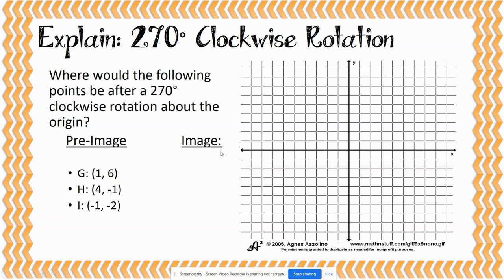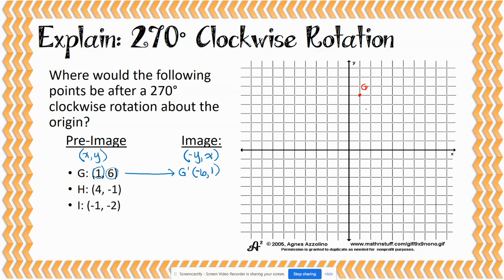Now let's look at where these points would be located. So point G was at (1, 6). So I would move right 1 and then up 6. And this is where point G would originally be located. Now remember that our formula is that we move from (x, y) to (opposite y, x). So for G prime, I'm going to take my y value, which was 6, and change it to its opposite, which is -6. I'm going to take my x value of 1 and keep it.